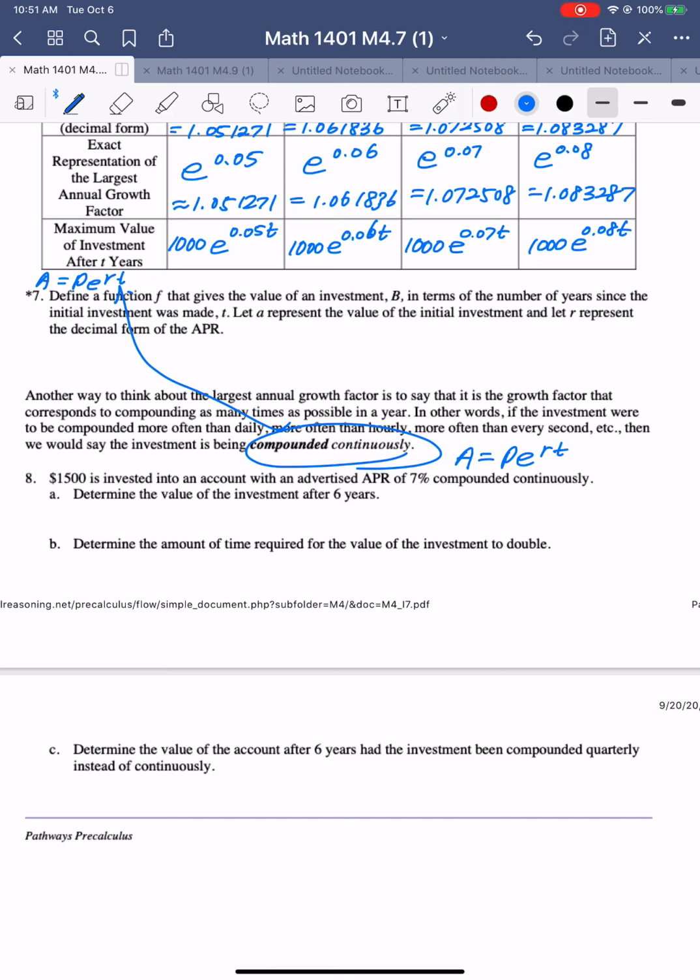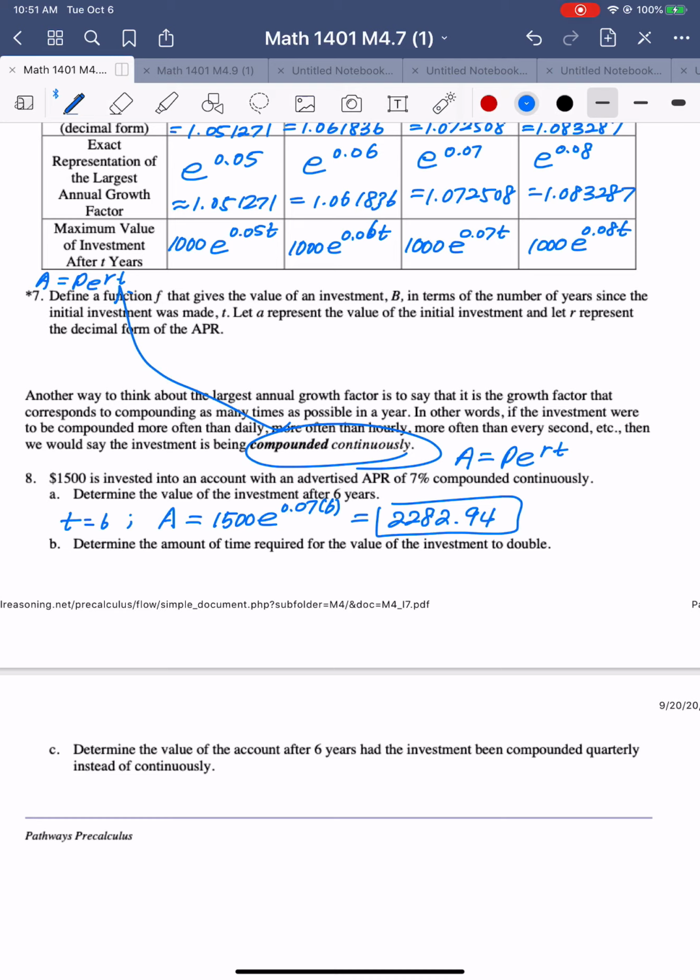Okay, so A of t, where t is 6. Look at the amount: the principal is 1500, e to the r is 7% for 6 years. And then I have $2,282.94.